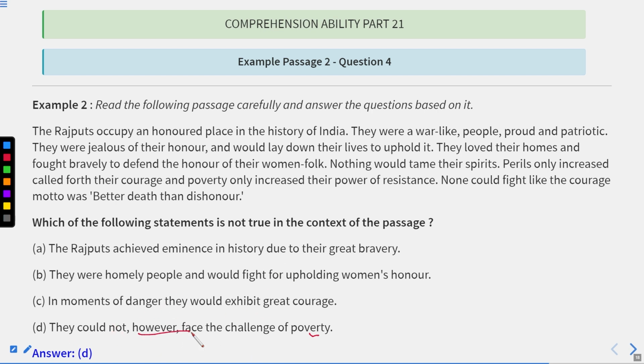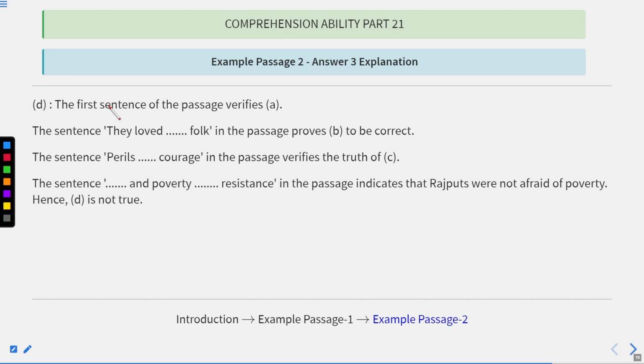They could not, however, face the challenge of poverty? They can face the challenge of everything. They can fight for their dignity, for their honor, for their home and women. So why would they not be able to face the challenge of poverty? They can do anything just to maintain their dignity. And also, it is not given in the passage. Therefore, our answer will be D. So, the first sentence of the passage verifies A.